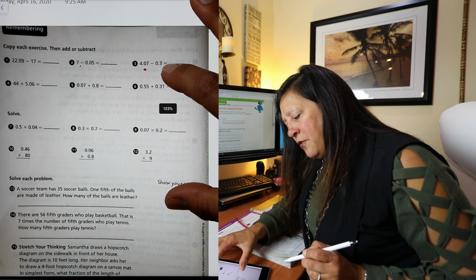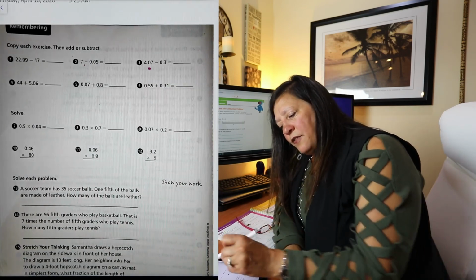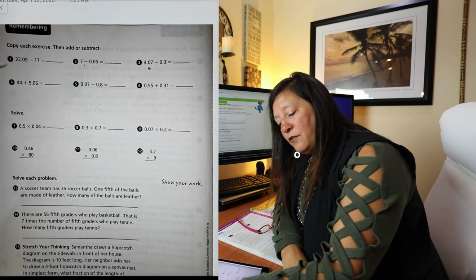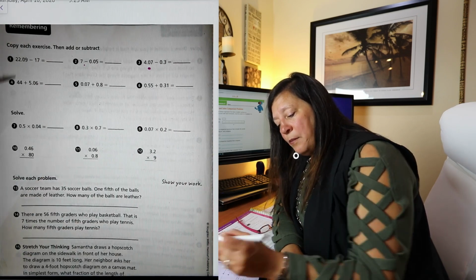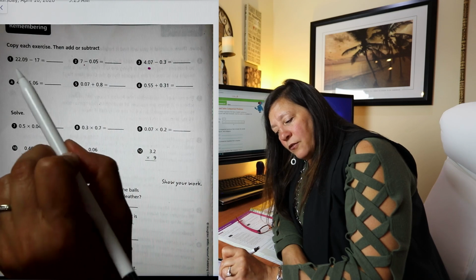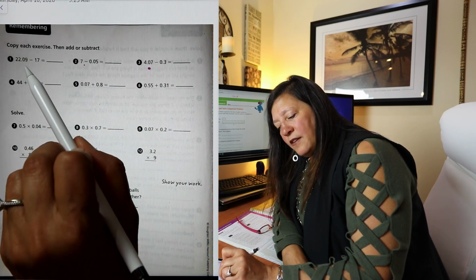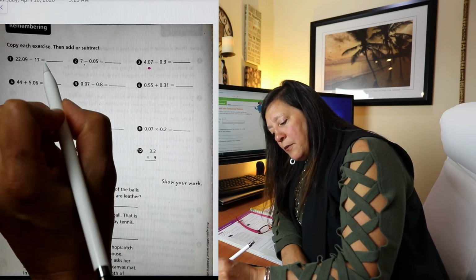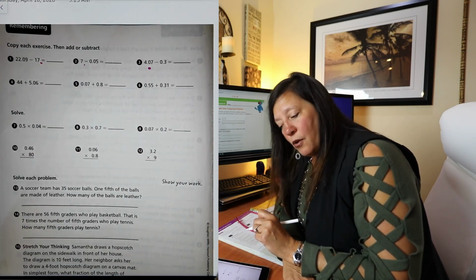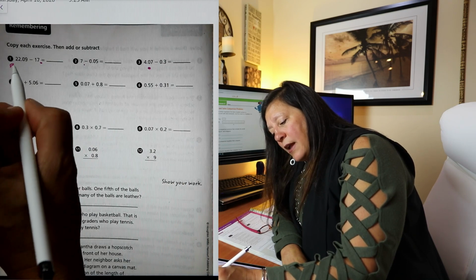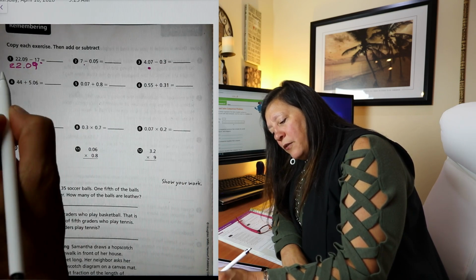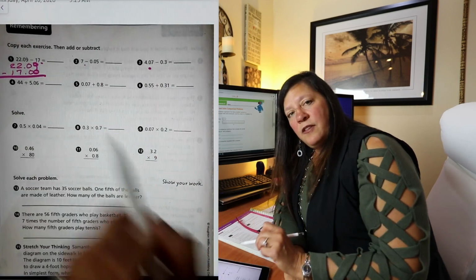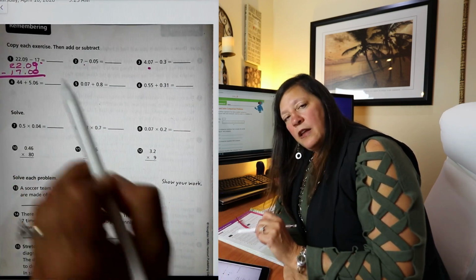All right, 1 through 6 is copy each exercise, then add or subtract. The reason we need to do that is because we need to set them up one above the other. Okay, so number 1, 22.09 minus 17. 17 is a whole number, so we have to remember the decimal goes after the whole numbers. So now I can set it up with the same amount of digits. 22.09 minus 17.00. Now I can do my math.